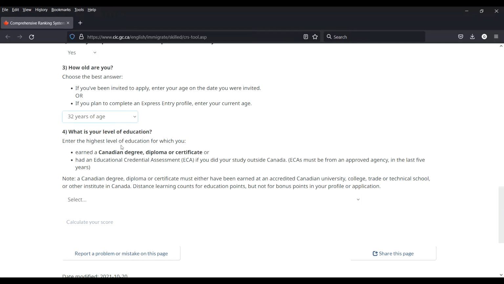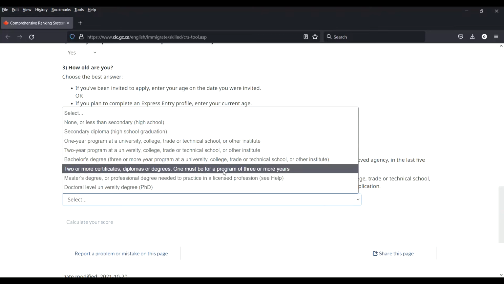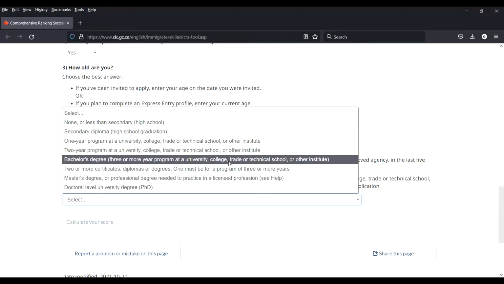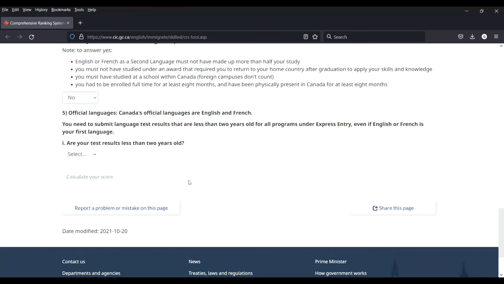So what is your level of education? Let's say this candidate holds a bachelor's degree, for instance. That is a 4-year bachelor's degree. And have you earned a Canadian degree or certificate? Let's say this fellow does not have a Canadian diploma or certificate.